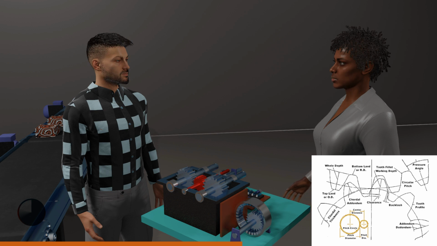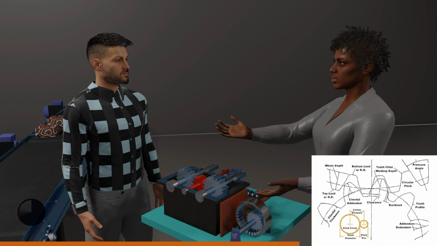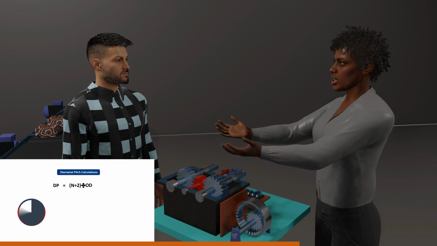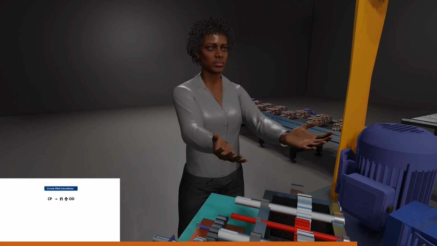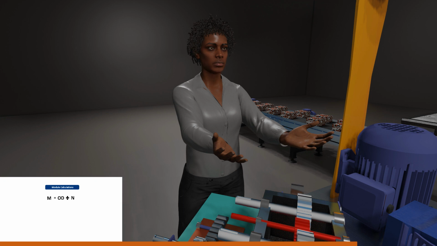Diametral pitch is the ratio of the number of teeth to the pitch diameter of a gear. A higher diametral pitch will therefore indicate finer tooth spacing, and it is easily calculated by this formula, where n is the number of teeth, and OD represents the circumferential measurement. Circular pitch is a direct measurement of the distance from one tooth center to the adjacent tooth center. It can be measured by this formula. Module is a typical gear discipline and is a measurement of the size and teeth number of the gear. Gears measured in inches earn the English module distinction to prevent confusion.